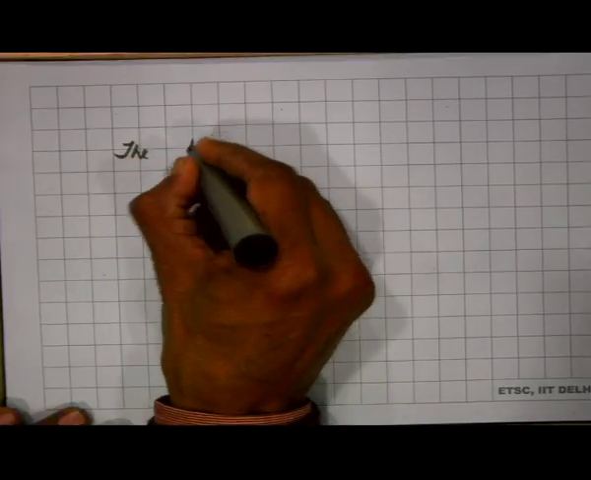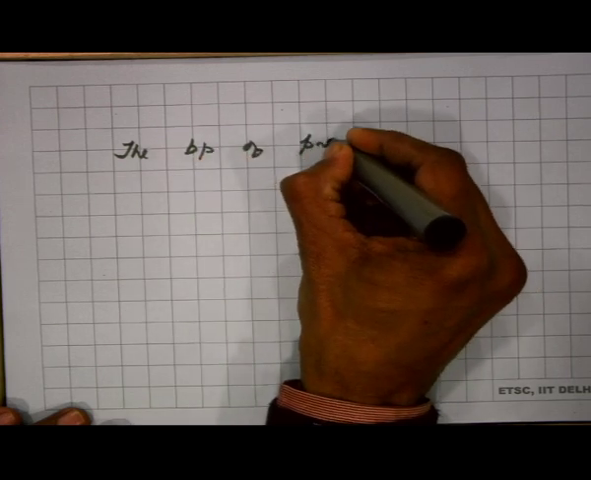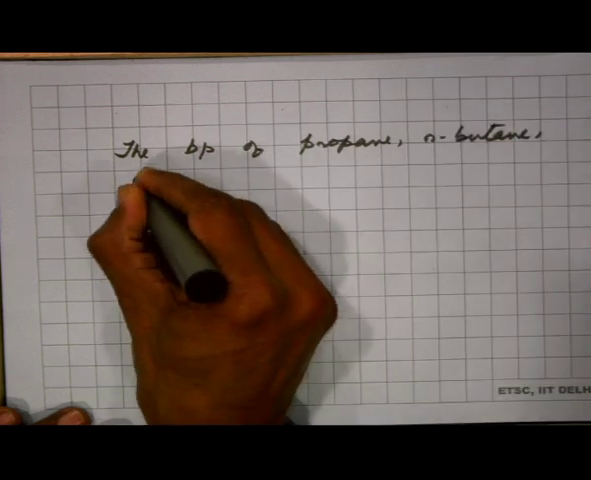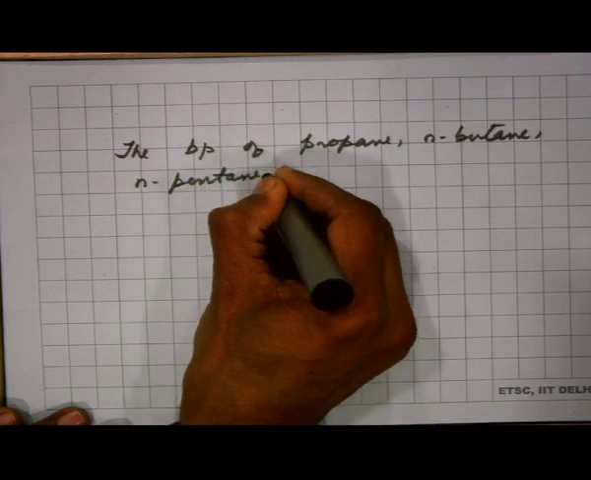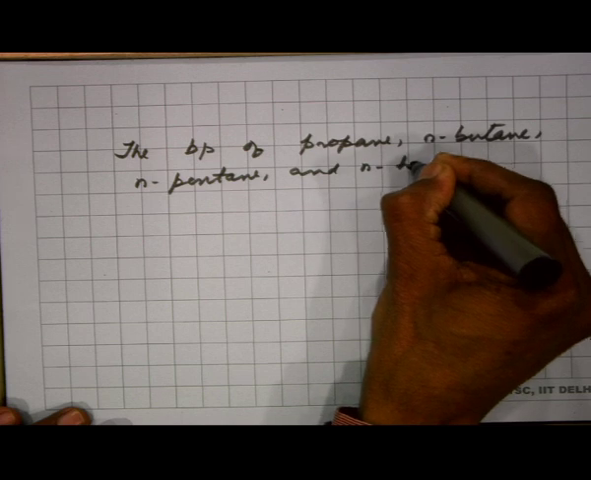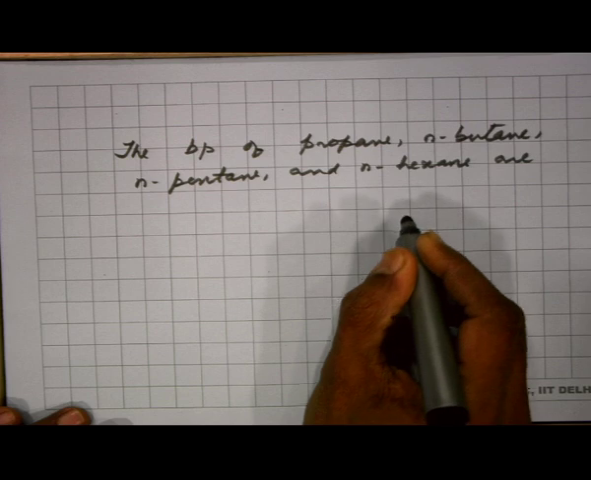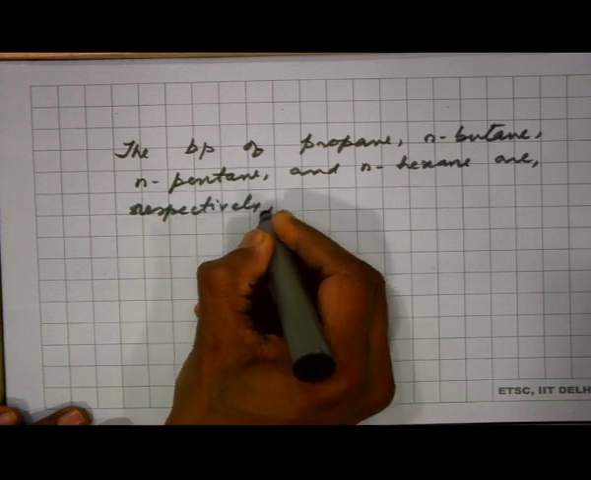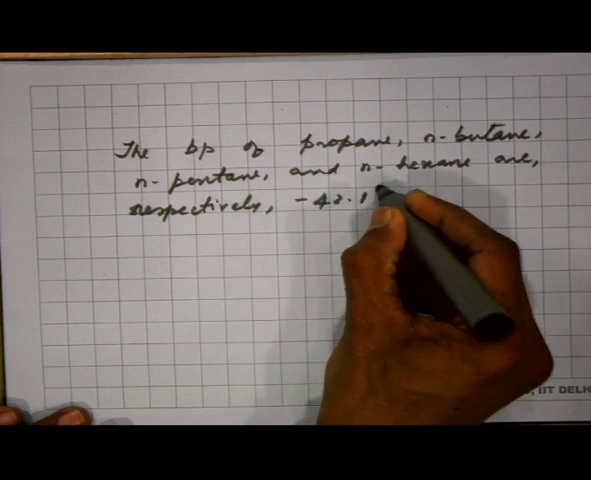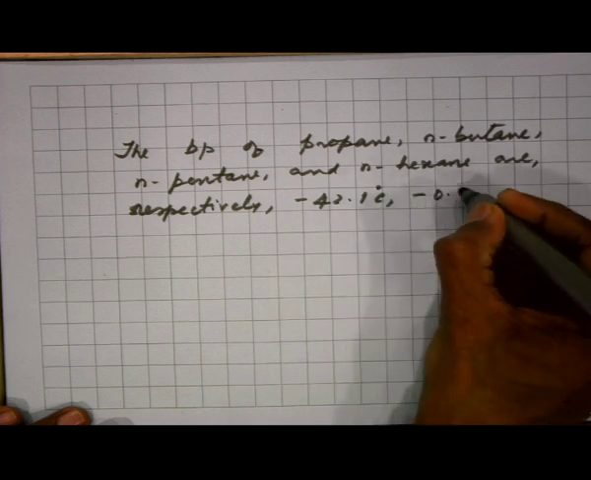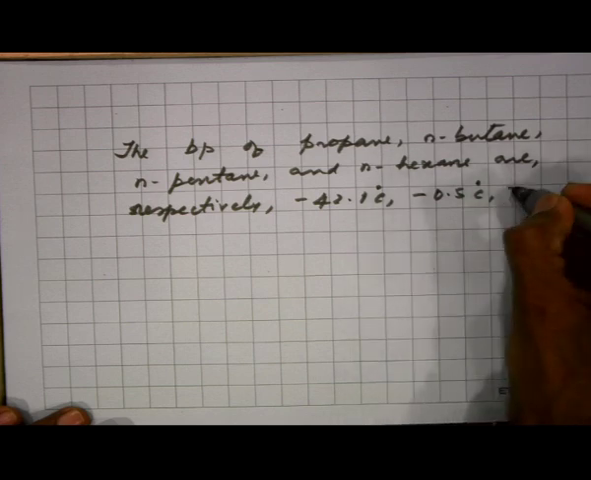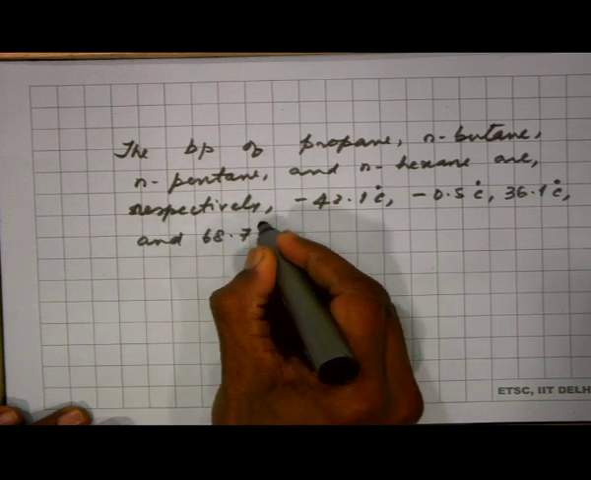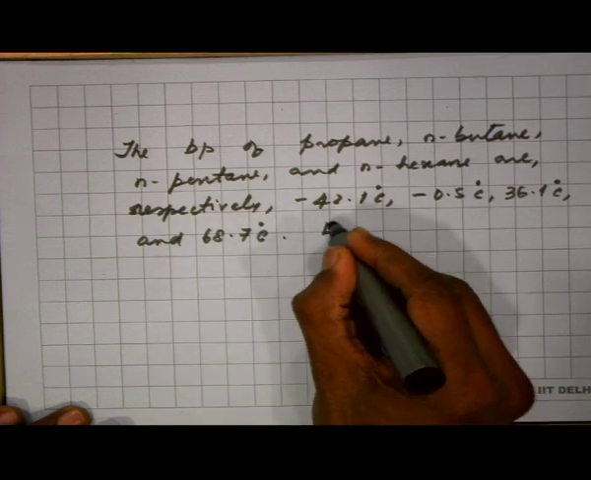The boiling points of propane, n-butane, n-pentane and n-hexane are, respectively, minus 42.1 degrees Celsius, minus 0.5 degrees Celsius, 36.1 degrees Celsius and 68.7 degrees Celsius. And we would like to explain this trend.